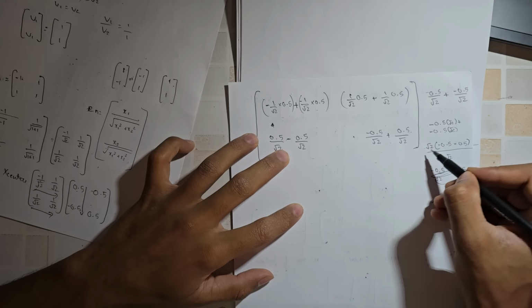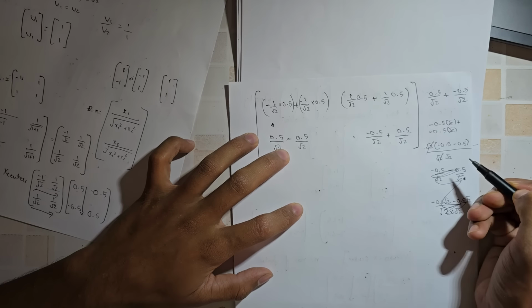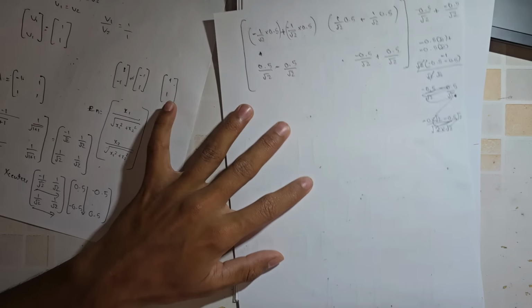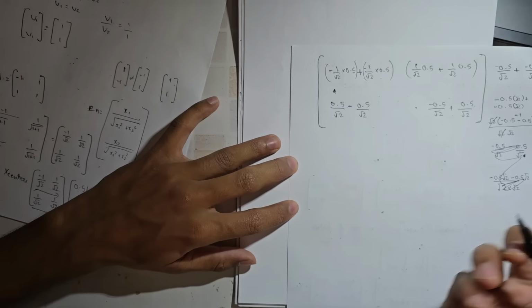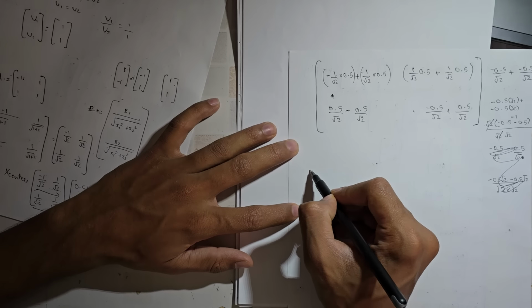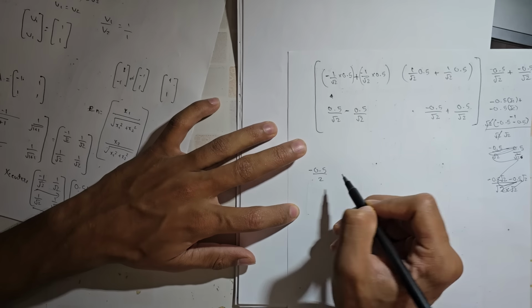We are doing right. So here this will get cancelled and have minus 1, right? Oh, see, simple things. I will do it again over here. See, minus 0.5 divided by root 2.